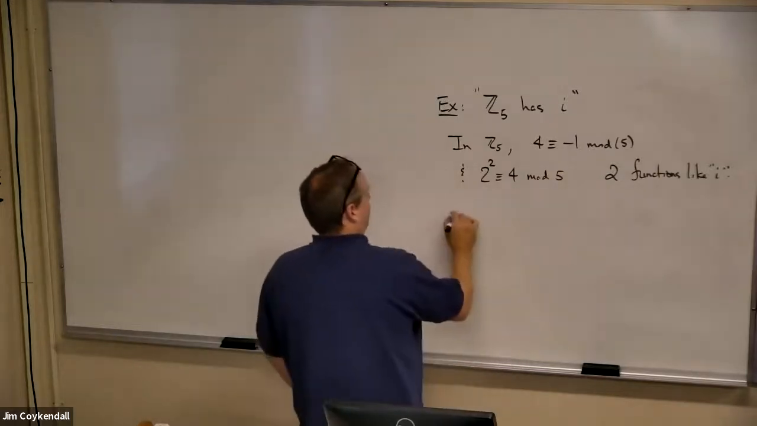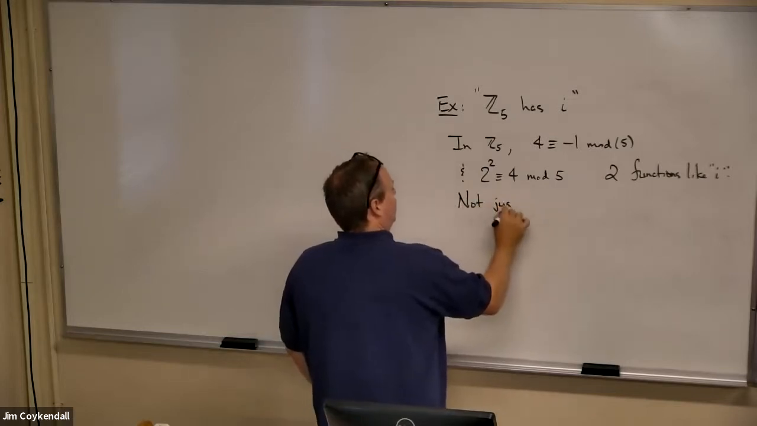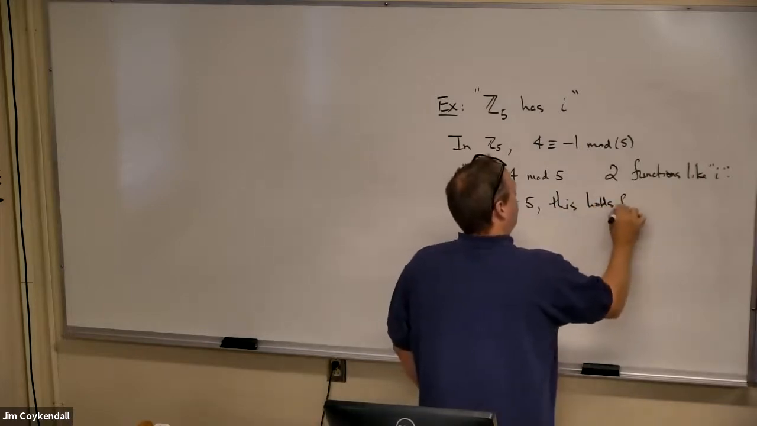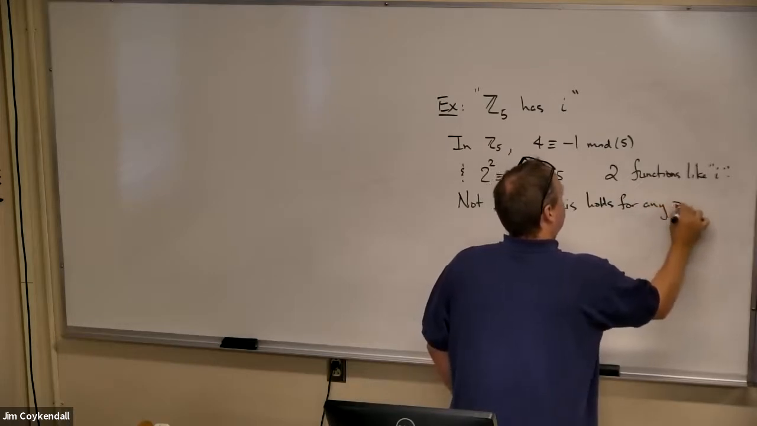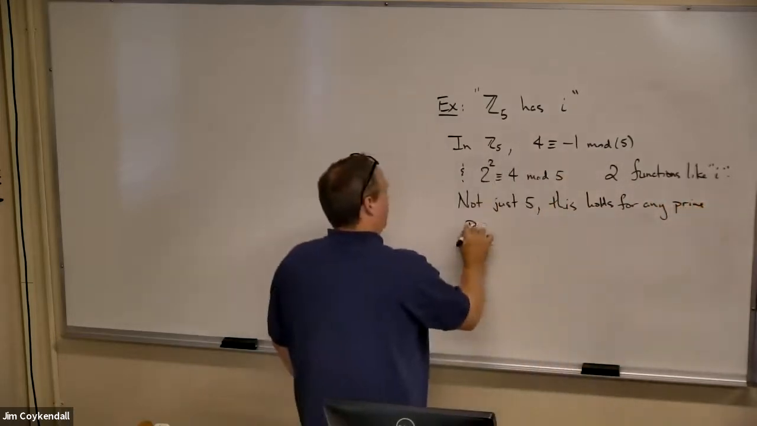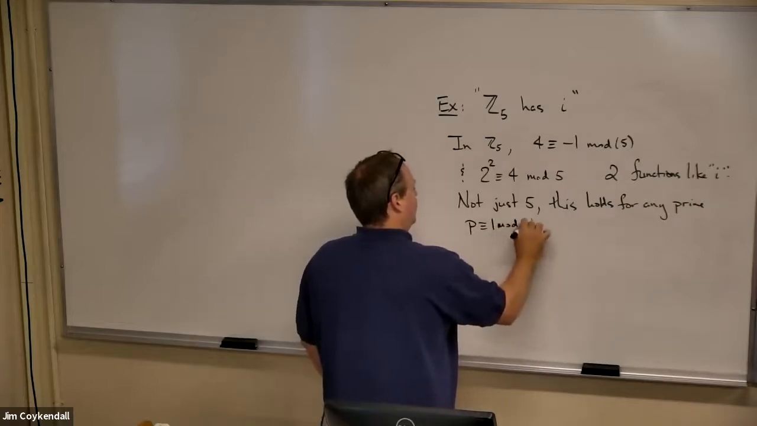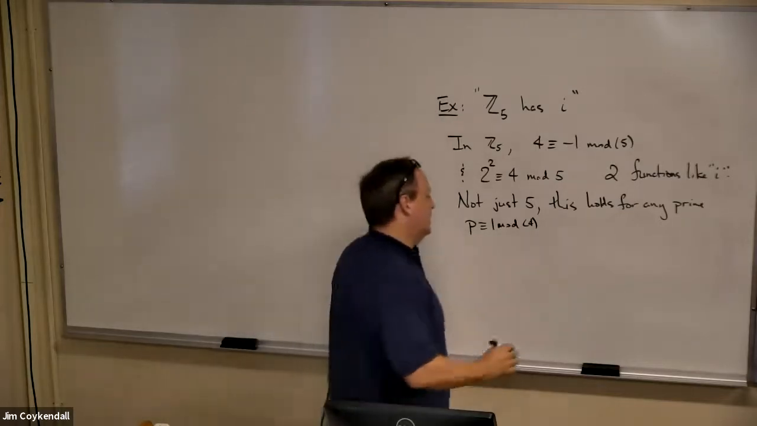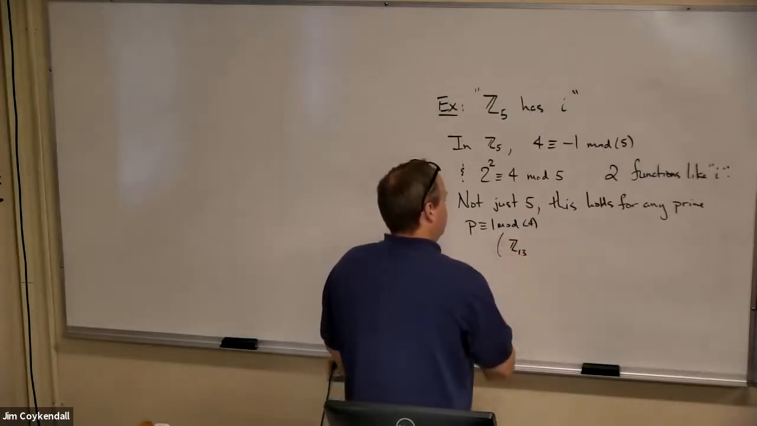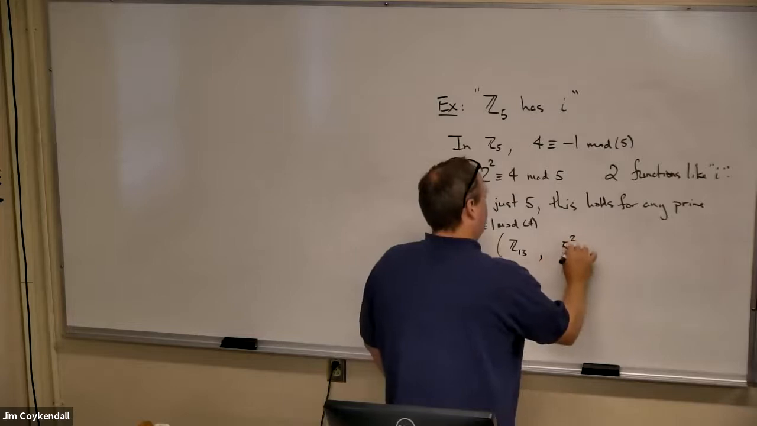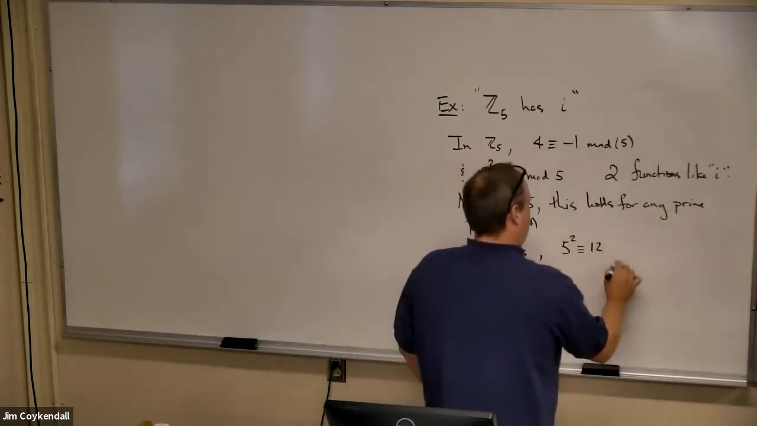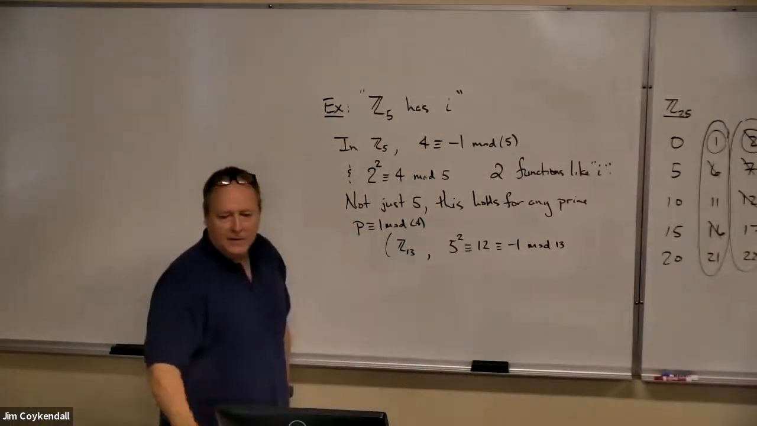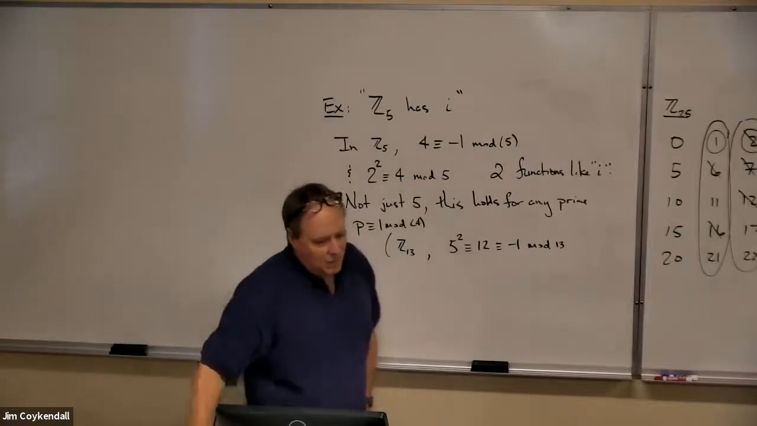And in fact, this is true not just for 5, this holds for any prime p equivalent to 1 mod 4. So for example, in Z13, 5 squared is equivalent to 12, isn't it? Yes, which is equivalent to -1 mod 13. So in Z13, 5 is your i. That's kind of weird, right?